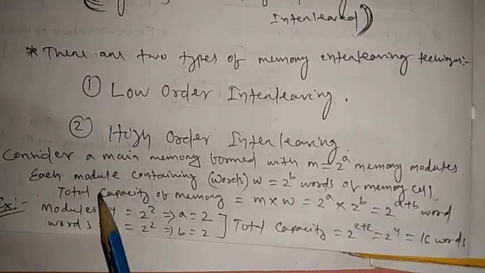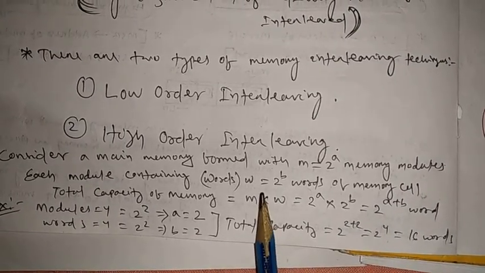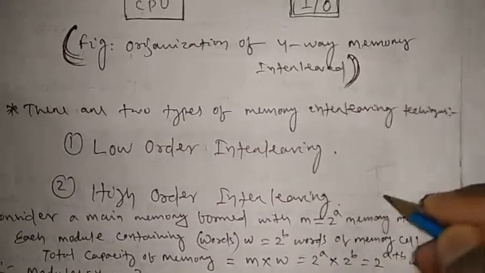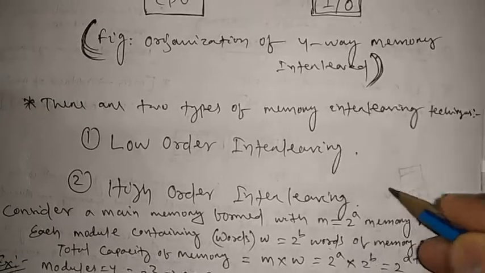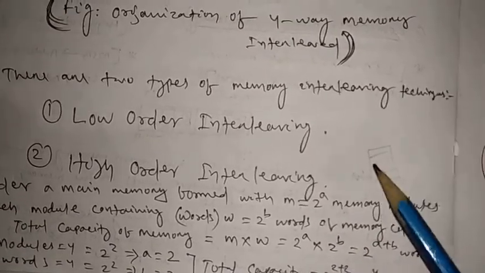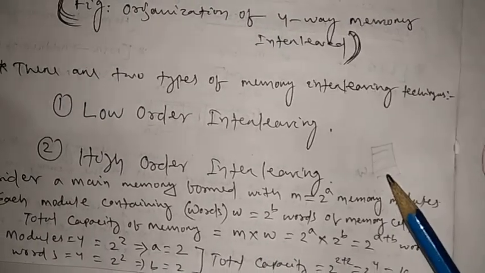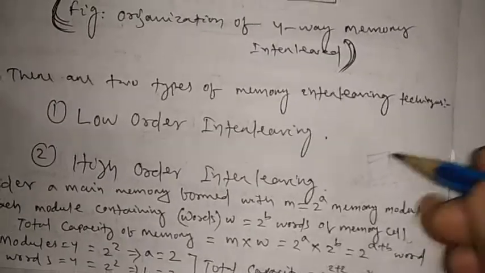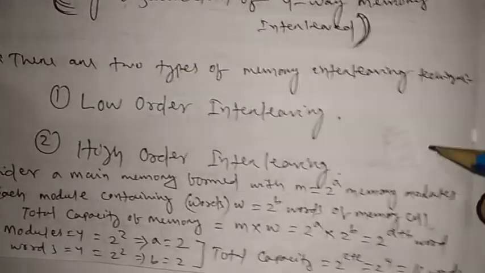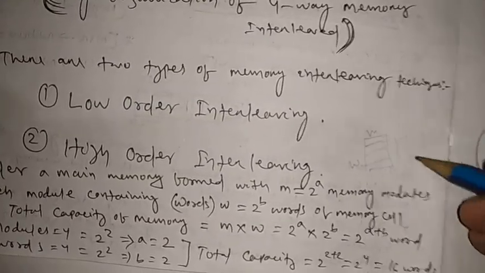Each module contains 2 to the power b words of memory cells. Suppose this is a memory module. The number of words is denoted as W. So W words are there in the module. Suppose this is a module; in this module there are W words. Suppose there are m number of modules.